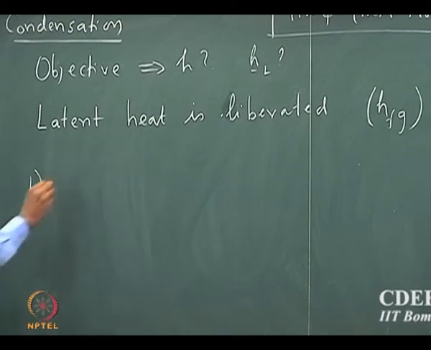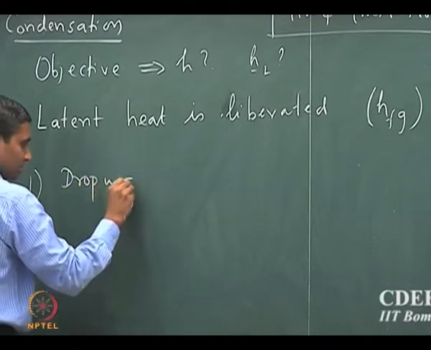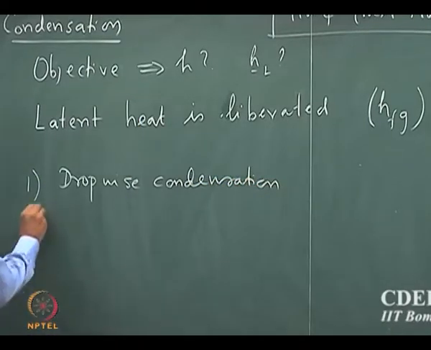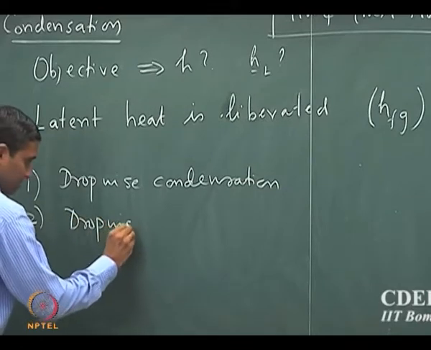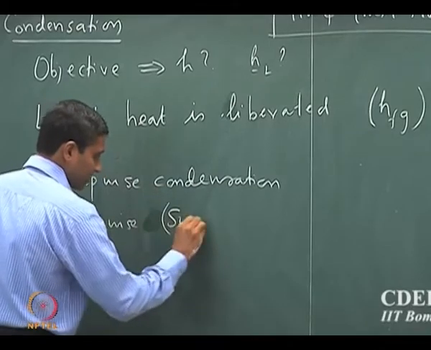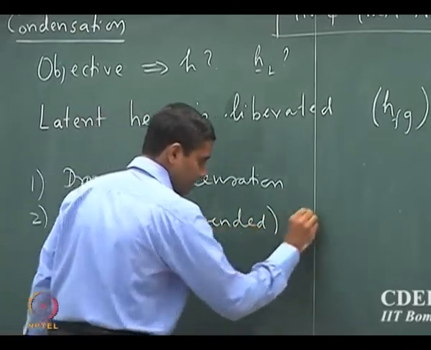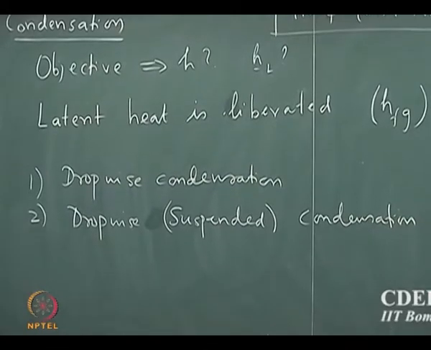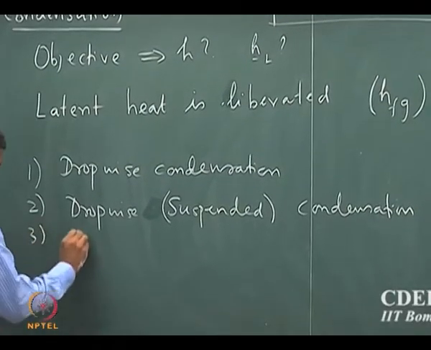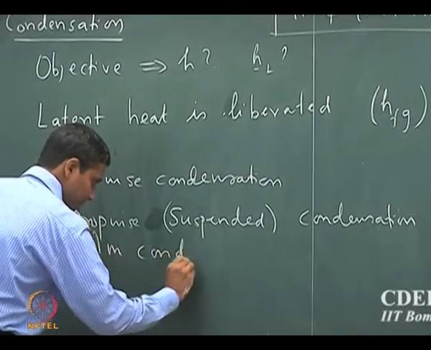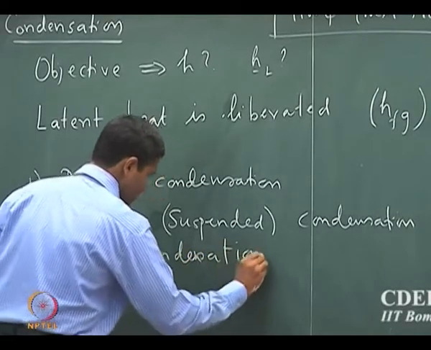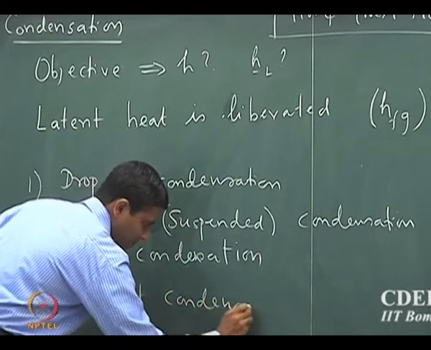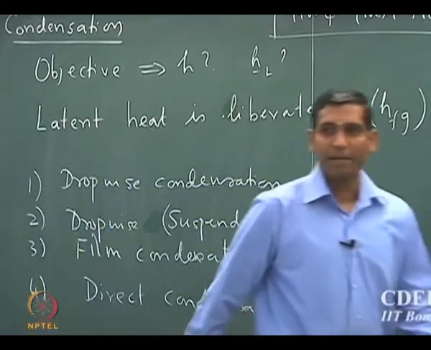Okay. So, one is the dropwise condensation, and then you have dropwise suspended condensation, and then the third one is film condensation, and the fourth process is direct condensation. So, these are the four types of condensation process.